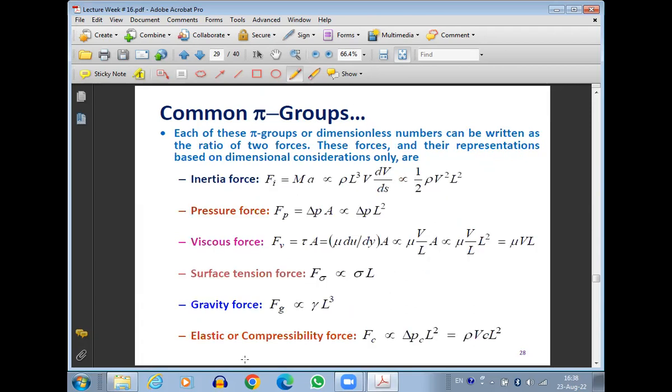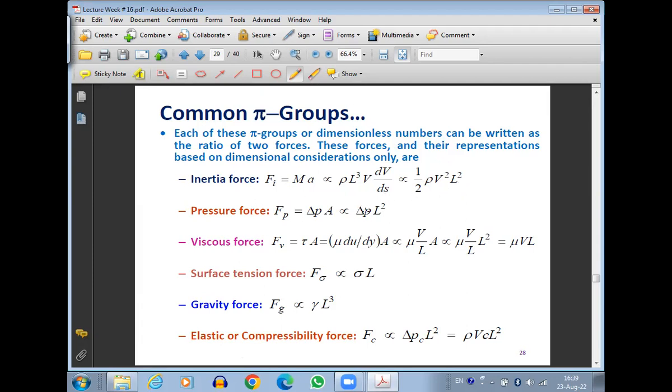Now we have different sets of forces. Basically, each dimensionless quantity, each pi group, is a ratio of two forces. They are dimensionless groups because the numerator is a force and the denominator is also a force, so the forces cancel each other and it becomes a dimensionless group. So all of these dimensionless parameters are basically ratios of forces. What kind of forces are we dealing with here? We have the inertia force, which is F as a function of ma. This will be the dimension parameter for the inertia force.